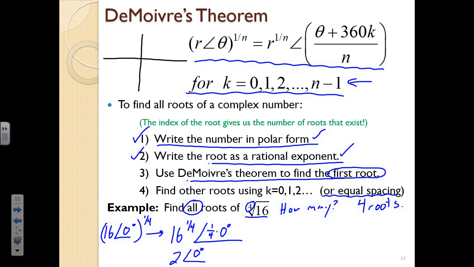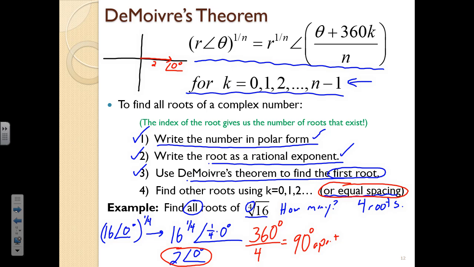There's our complex plane, and there's our first root. We just used de Moivre's theorem to find the first root, and it's 2 at 0. I'm going to circle that one in red and draw it in red. That's a magnitude of 2 and a direction of 0. Now we know there's 4 roots, and we know that they have to be equally spaced. So equal spacing says 360 degrees divided by 4 roots, they must be 90 degrees apart.